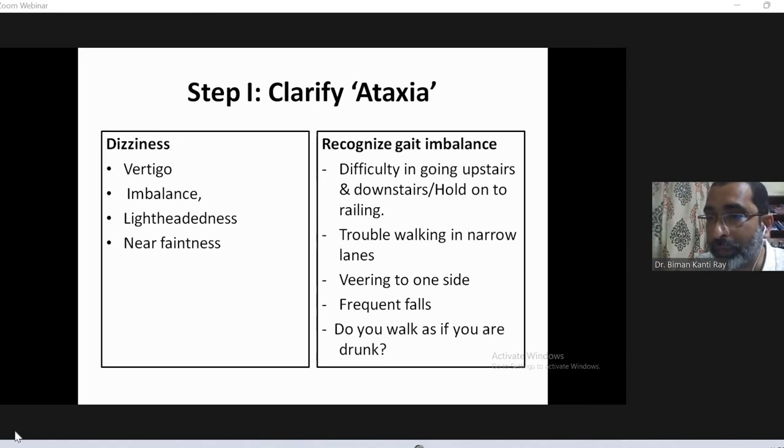Some patients may tell you they have trouble walking in a narrow lane or veering to one side. They may have a history of frequent falls. And it is very useful if you ask specifically, do you feel you are walking like a drunk? So these types of questions can tell you whether the patient really has the symptom of ataxia.